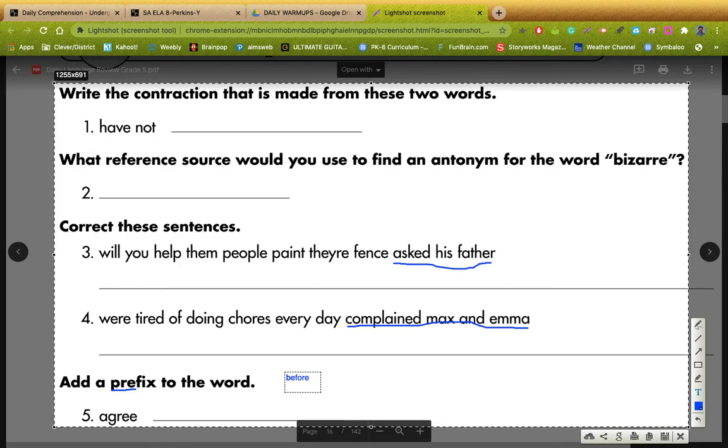Okay, so like a pre-game show, before you watch the Chiefs game, they usually have a pre-game show. Pre means before the game. Prefix, you need to add something before the word. The word is agree. What prefix could you add to the word agree to make it mean something different? Okay, have at it.